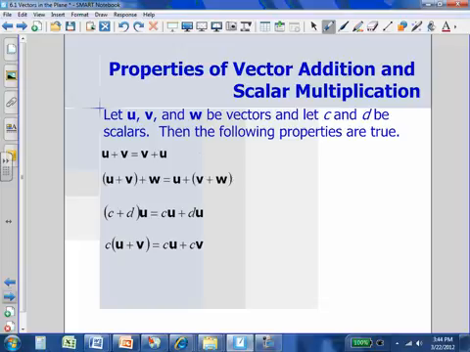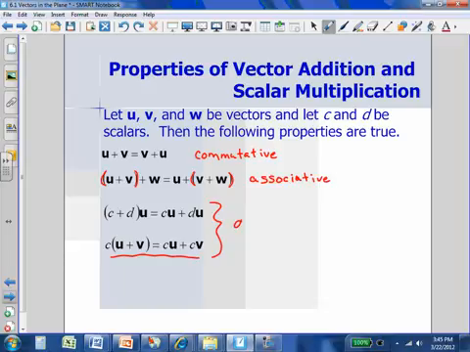You might recognize this as the commutative property. It doesn't matter what order you add vectors in, as long as you're doing all addition, you can move them around. This one we just have different groups or different associations, so this is the associative property. And these two, the second one probably looks a little bit more familiar to you, are both the distributive property. They just look a little bit different.